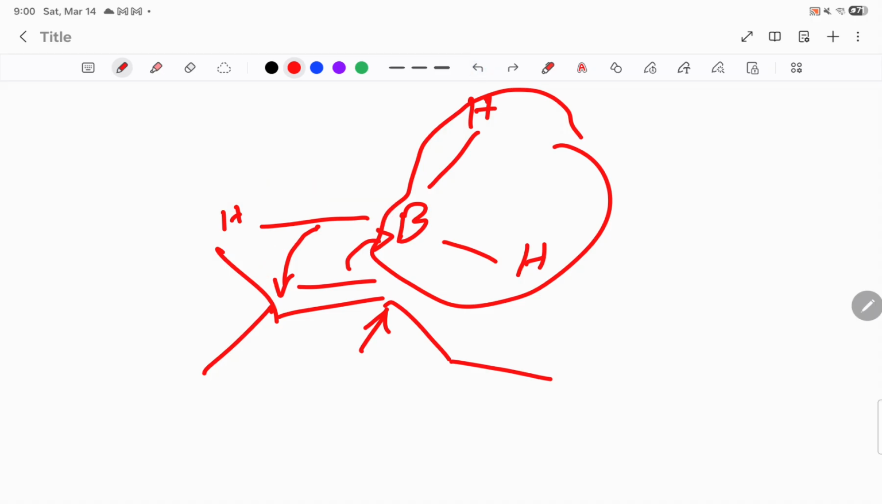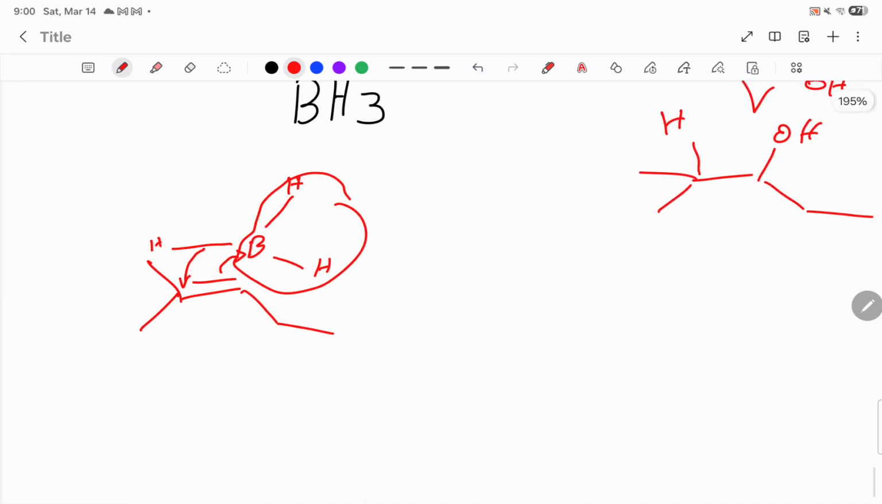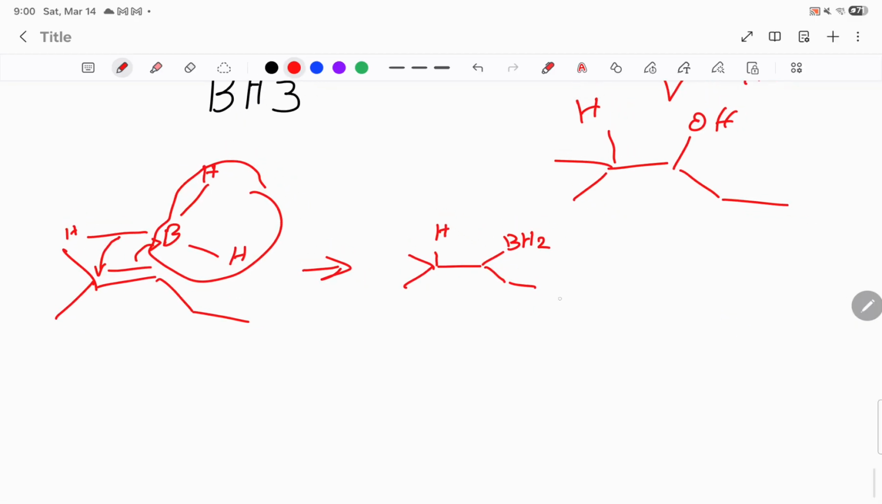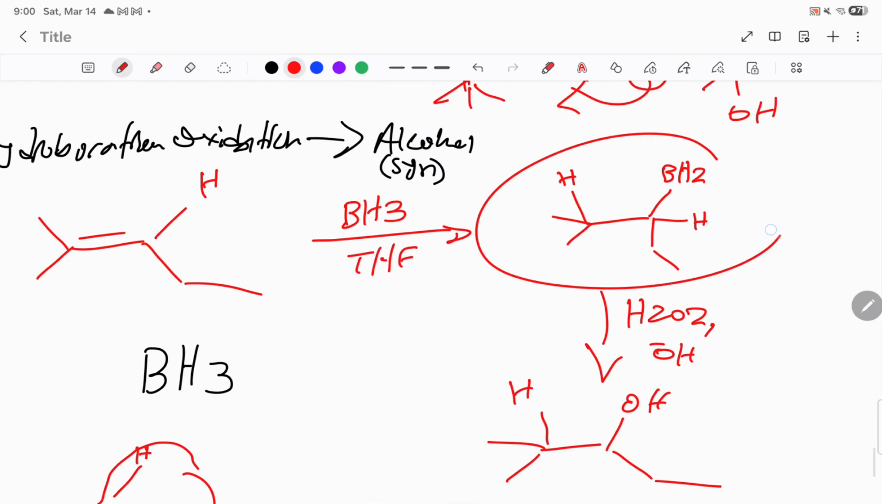Perfect. So what will this get me? This will get me this intermediate, my organoborane, if you will. BH2. And don't forget there is a hydrogen there now that has been added. So this is my organoborane, just like we had here. And remember, this occurs in THF.